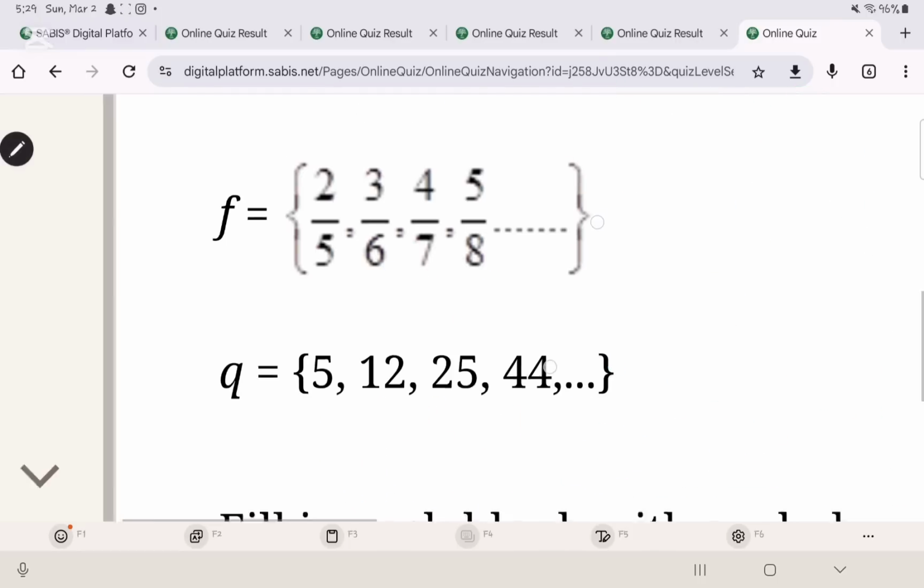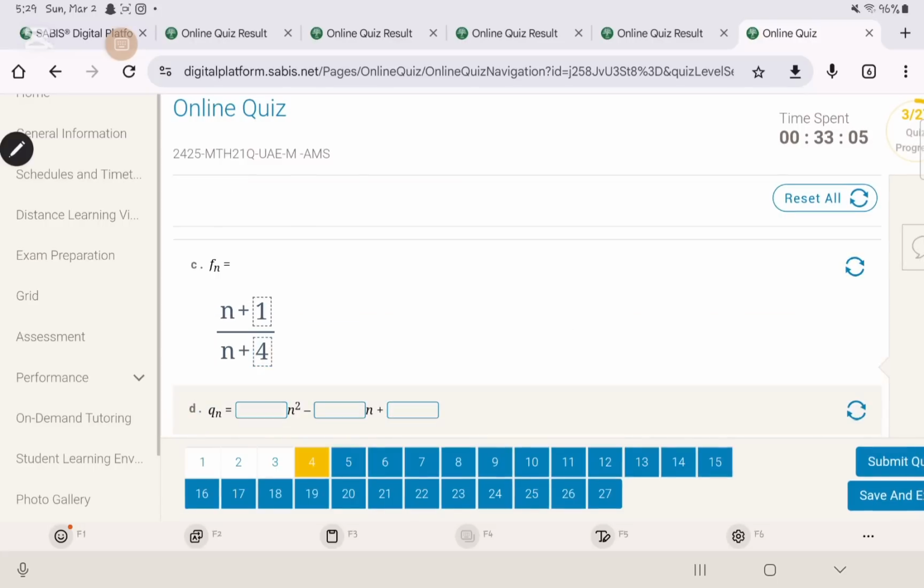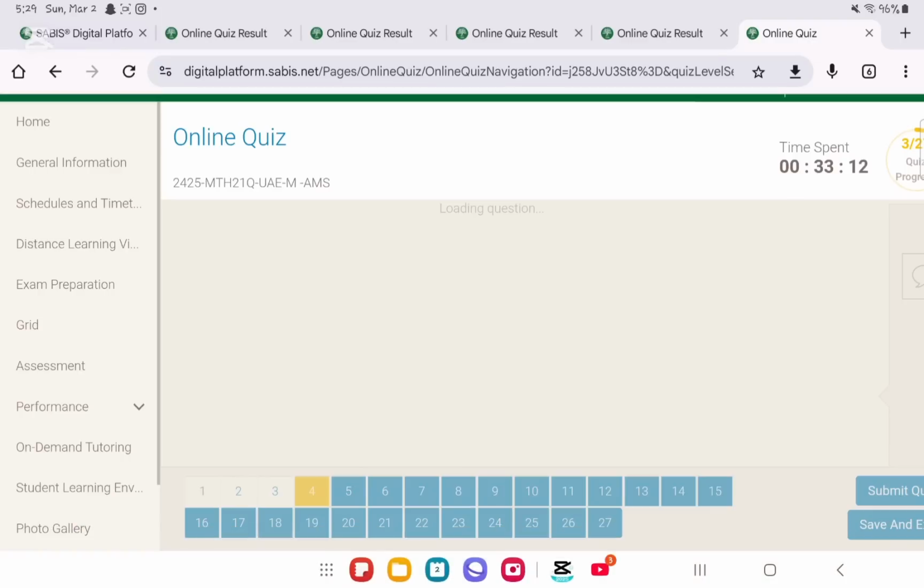Now they do not use x, they use n. So you're just gonna, instead of x, use n. So it's gonna be 3n squared minus 2n plus 4.